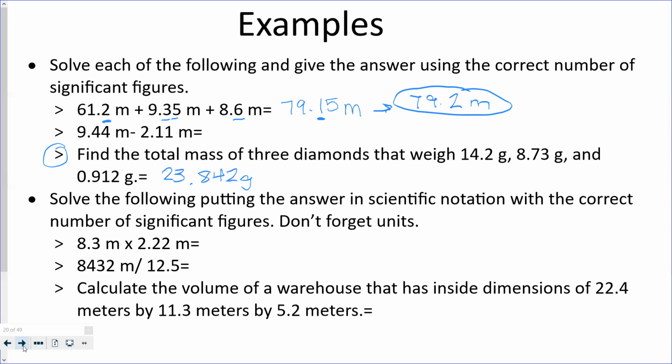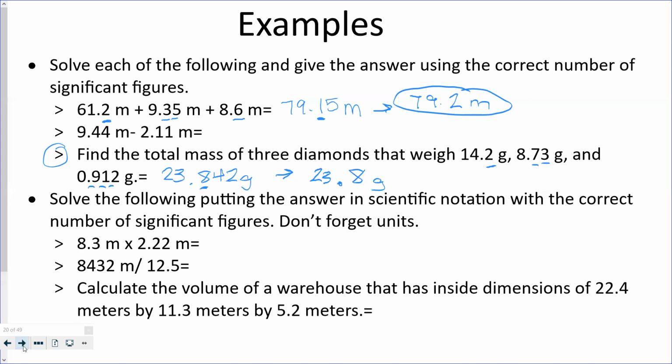Now to figure out where to round to, yet again, we added, so we're looking to the least number of decimal points. 14.2 has 1 decimal point, 8.73 has 2, and 0.912 has 3. So our least number of decimal points is 1 decimal point. So we're rounding to that 10th place. So this would be 23.8 grams. That would be our answer in the correct number of sig figs.